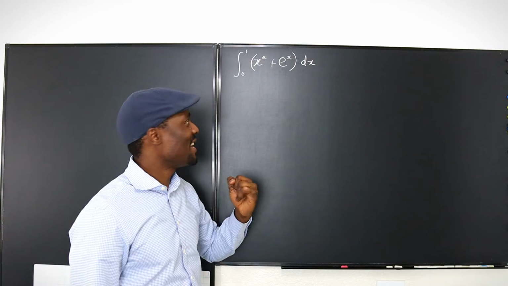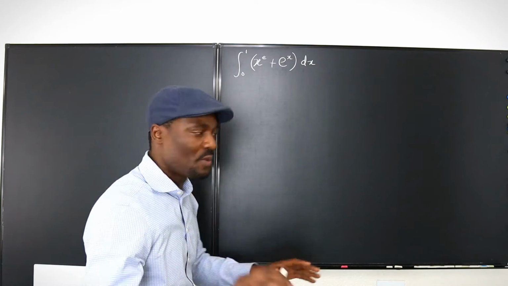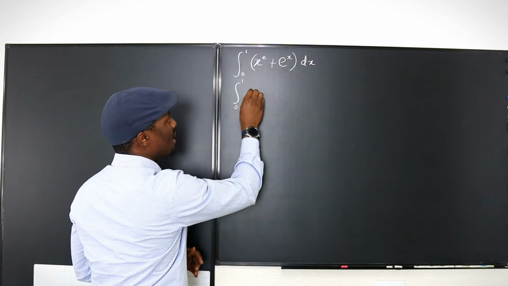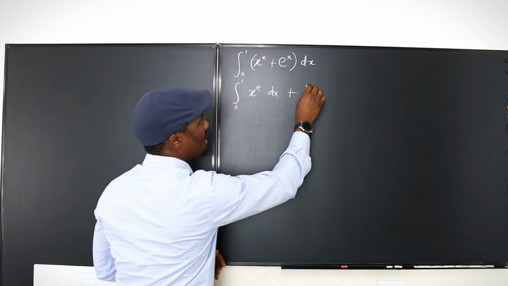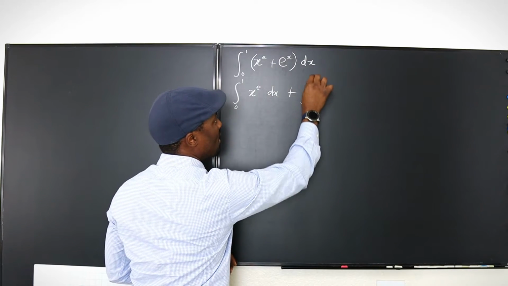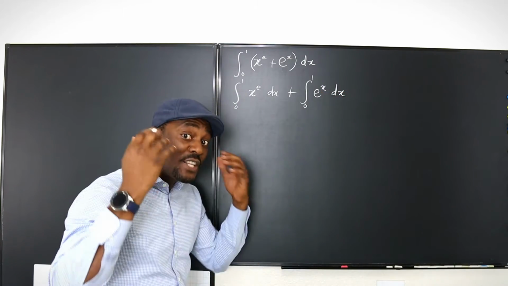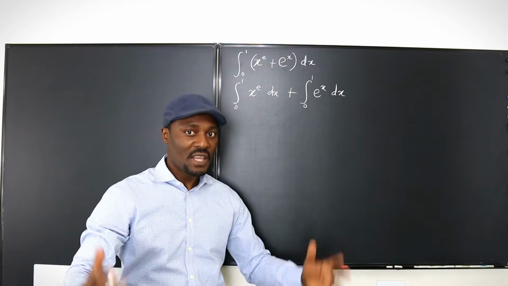Okay, the second one is that you can separate this into two separate integrals. So let's start with that. Let's say you have the integral from 0 to 1 of x to the e dx plus the integral from 0 to 1 of e to the x dx. So now you just need to worry about each integral separately, and whatever you get is your answer.